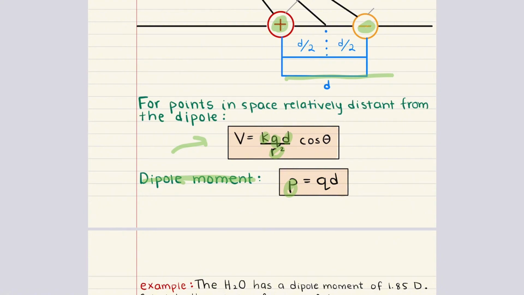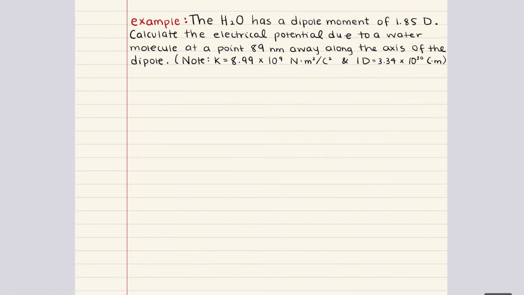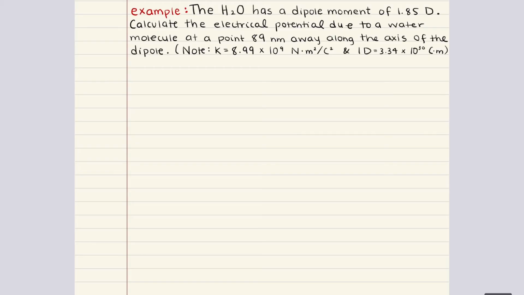Now we can better understand this by tackling a practice problem. So let's do this one together. This problem says the water molecule has a dipole moment of 1.85 debye. Calculate the electrical potential due to a water molecule at a point 89 nanometers away along the axis of the dipole.